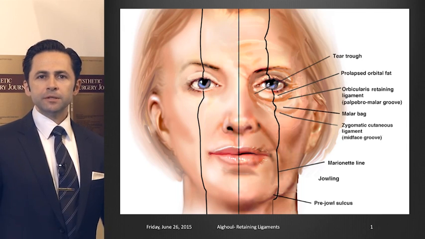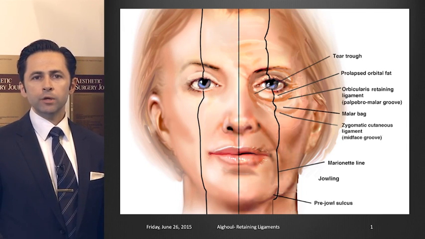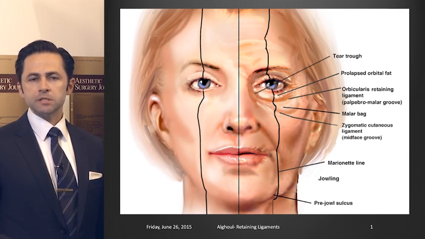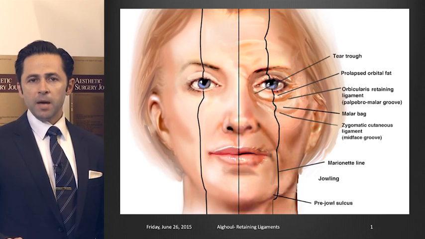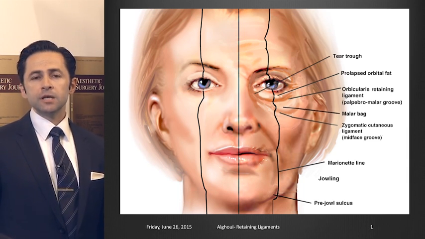The retaining ligament is a very important topic, and I realized the importance obviously when I was in residency. I went to the cadaver lab under the direction of Dr. James Zins, and the project at the time was really to study the relationship of the zygomatic facial nerve to the retaining ligament of the face.